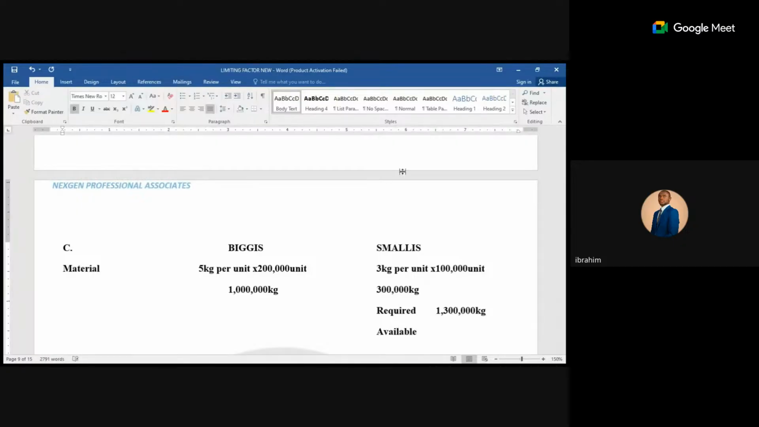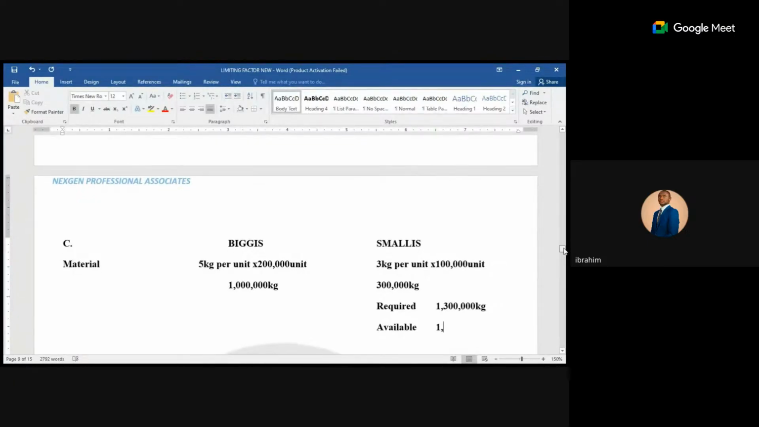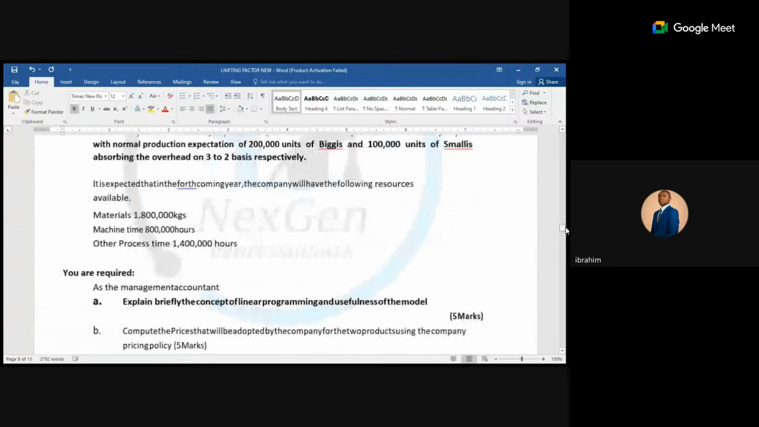Please always check from the question how many units. If it is hours, how many hours will it take them to produce that thing? So that you will calculate and get the required. When you get the required to produce that particular unit, you will now compare with available. What is available? What is available with resources?